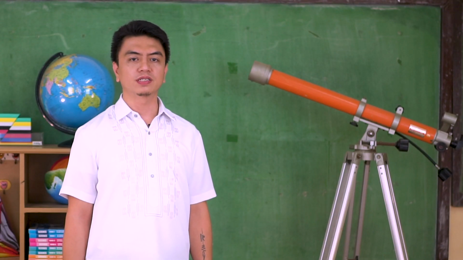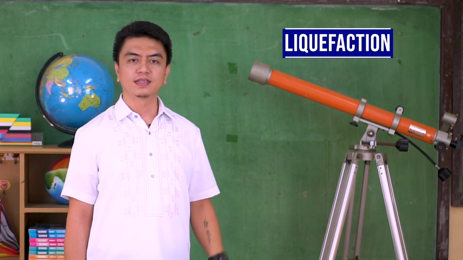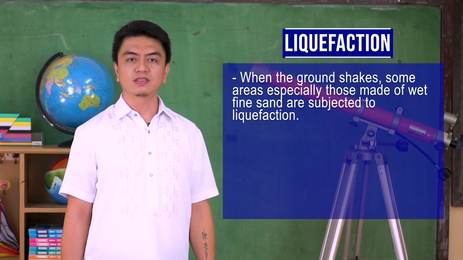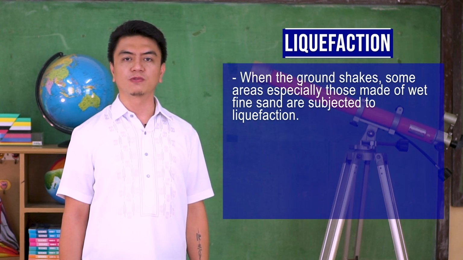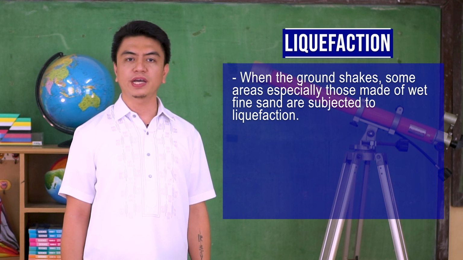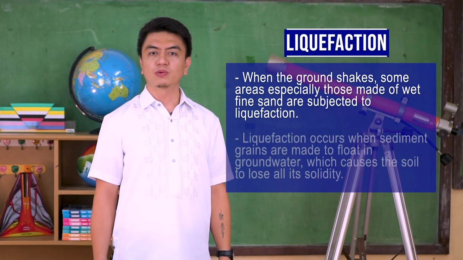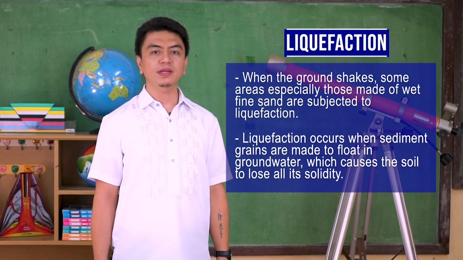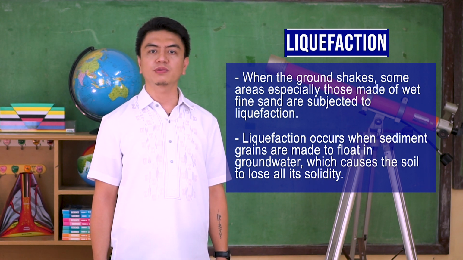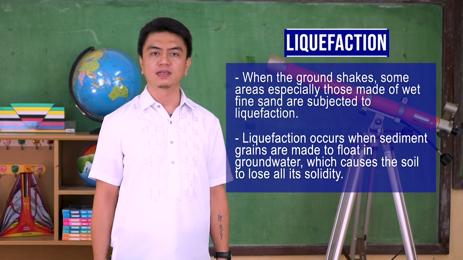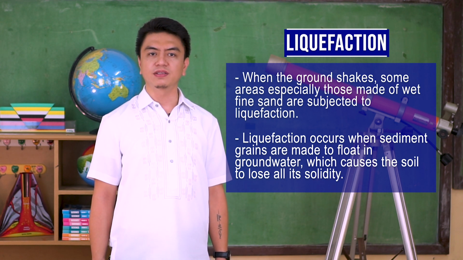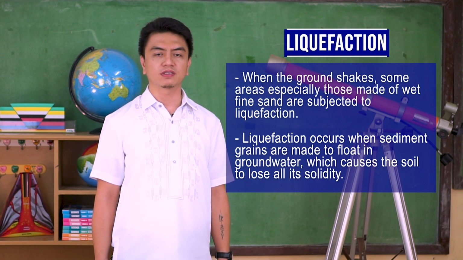Another earthquake hazard is liquefaction. When the ground shakes, some areas, especially those made of wet, fine sand, are subjected to liquefaction. Liquefaction occurs when sediment grains are made to float in groundwater, which causes the soil to lose all its solidity. They can spray mud and sand over an area a few meters across.